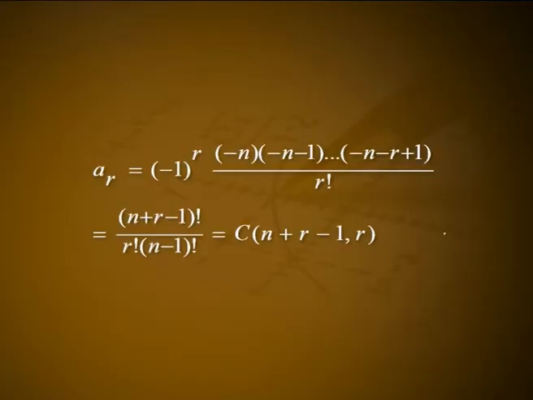Solution: since (1 plus z plus etc.) the whole raised to n is equal to (1 minus z) the whole raised to minus n, we obtain Ar as minus 1 raised to r into minus n into minus n minus 1 etc. into minus n minus r plus 1 by r factorial, which is equal to (n plus r minus 1) factorial by r factorial into (n minus 1) factorial, which is C of n plus r minus 1, r.